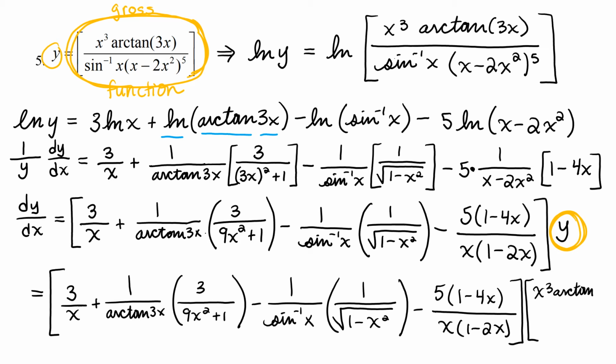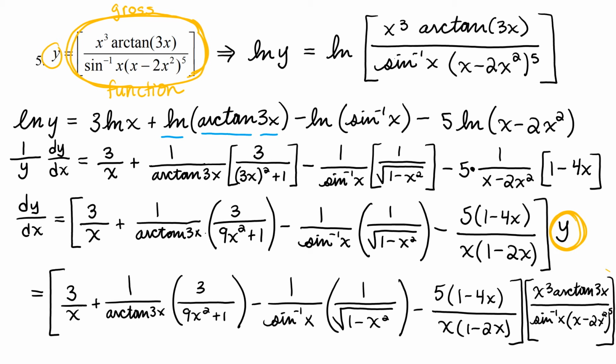arctangent of 3x over inverse sine of x times x minus 2x squared to the 5th, which my spacing now is ridiculous, and I should have squished the other stuff a little more.